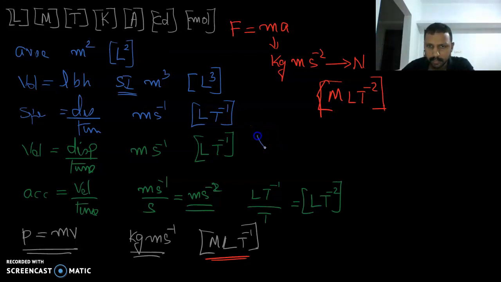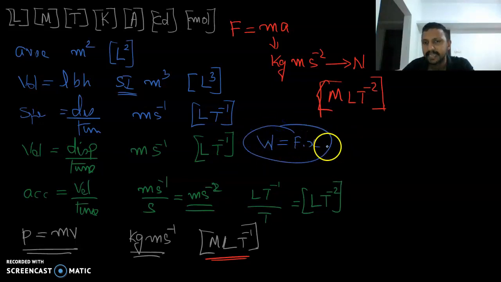What's the dimensional formula of work? In order to find out the dimensional formula of work, you might have learned work is force into displacement. Therefore, if we are using this formula for finding out the SI unit and dimensional formula, the SI unit of force is Newton and the SI unit of displacement is meter. Therefore, Newton meter is 1 SI unit for work. But it's denoted as joule also. Commonly, the SI unit of work is denoted as joule.